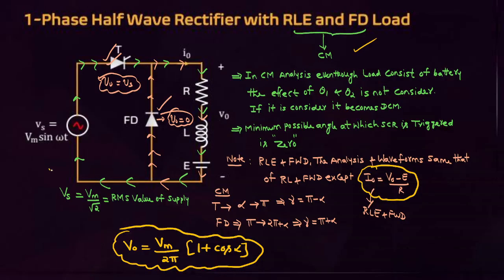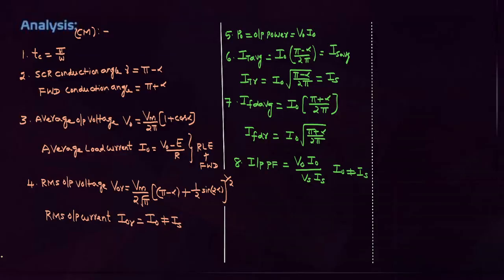Let us assume that it is also continuous mode of operation. Even though the load consists of a battery, you don't take theta 1 as the minimum angle. Very important: if the load consists of a battery, the minimum angle is theta 1, but in continuous mode it is not theta 1. We can also trigger the SCR at 0 degrees. That is, in continuous mode, even though the load consists of a battery, the effect of the battery is not considered. There is no concept of theta 1 and theta 2. The same formulas I gave for RL and freewheeling diode are repeated.